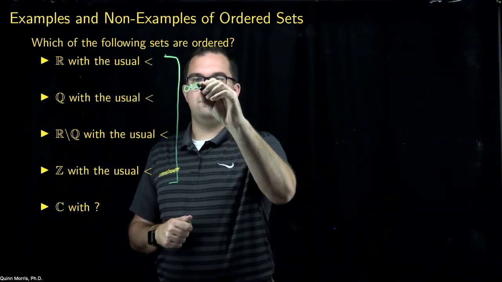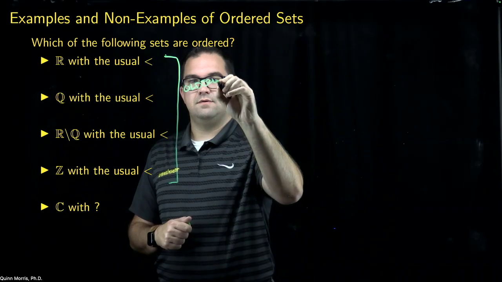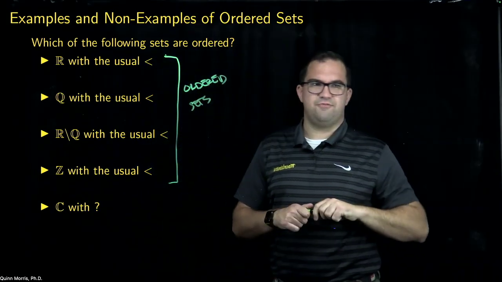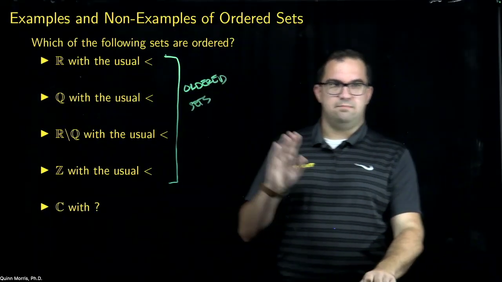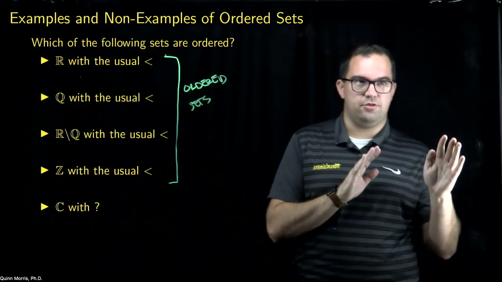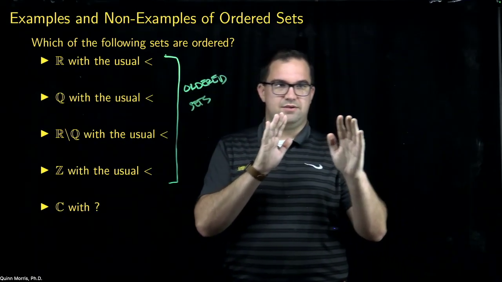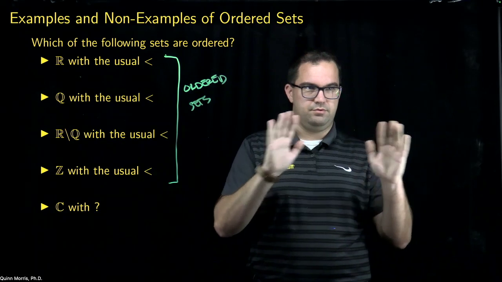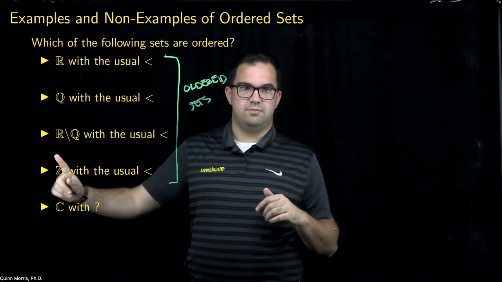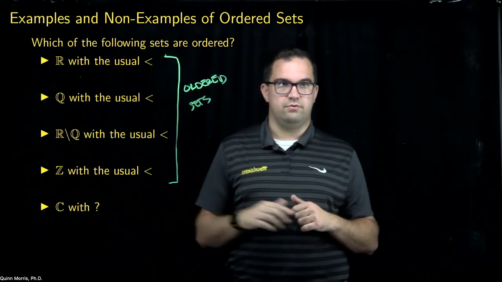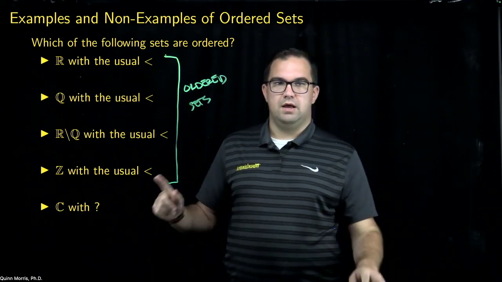The first thing I want to point out is that being an ordered set is different from being a field. You can be one and not be the other. You can be a field and not be an ordered set. You can be an ordered set and not be a field. So the irrational numbers do not form a field, but they are an ordered set with this order relationship here.